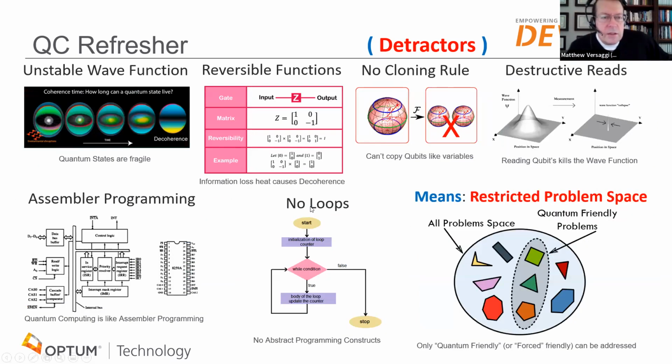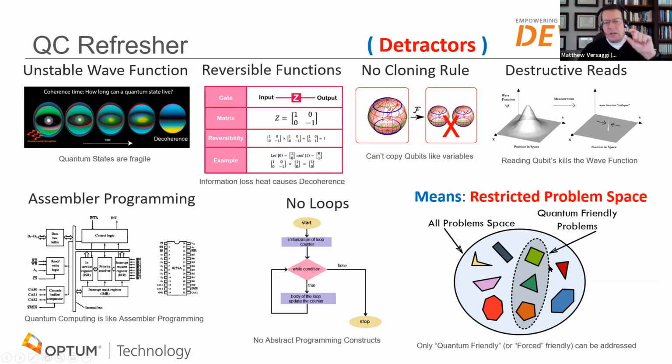Now, it doesn't come without its detractors either. Quantum waves are unstable right now. That's the crux point. You have to have functions that are reversible. You can't copy qubits like you copy variables. Every time you read a qubit, you destroy the information inside of it, unlike the classical world. And it's very much like assembler programming, for all folks that have had assembler programming at some point in their life. There are no hierarchical programming constructs, so there are no for loops.